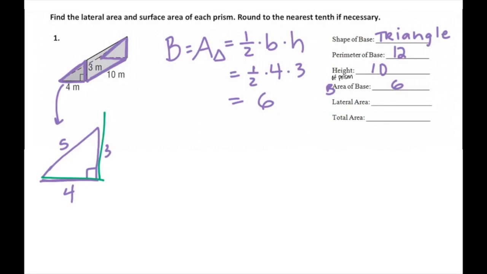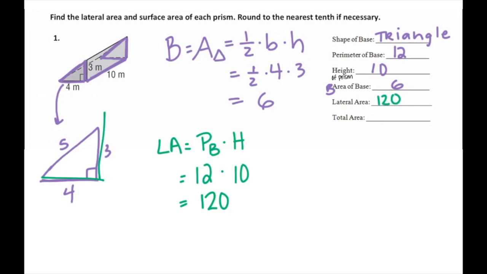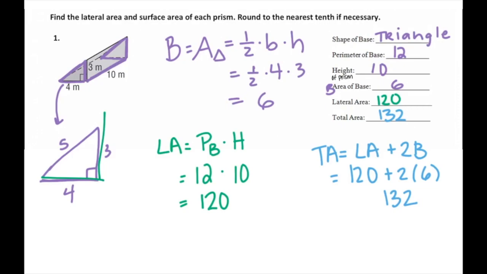All right, so now this is where lateral area and total area come in. Remember, my lateral area formula is perimeter of the base times the height, which is why they asked us in the beginning for the perimeter of the base and the height. So my lateral area is the perimeter of the base, 12, times the height of the whole prism, capital H, 10. So 12 times 10 is 120. Then the total area, remember that formula is the lateral area plus 2 of the bases. So the lateral area is 120, my bases are each 6. So 120 plus 2 times 6 is 132, and I have to put units.